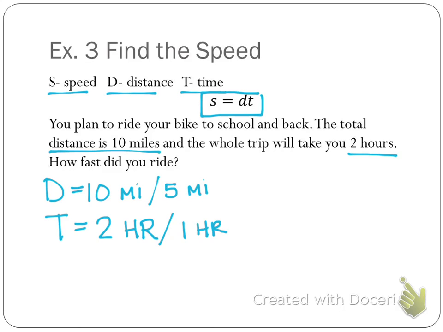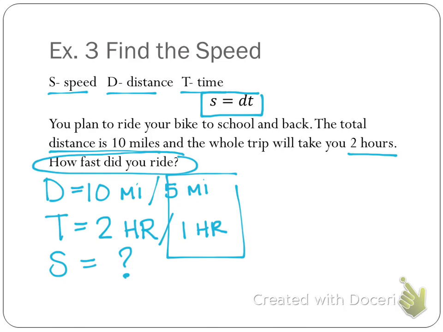Okay. Then the last thing we have is how fast did you ride? This is my question. This is what I don't know. So what do I not know in this problem? Speed. So we write S equals question mark. Now you say, how do I know which ones to use? Do I use 10 and 2 or 5 and 1? Well, in order to find the speed, I need to find the speed there. And then I know the speed back if I find the speed there, okay? So I'm going to use 5 miles and 1 hour.